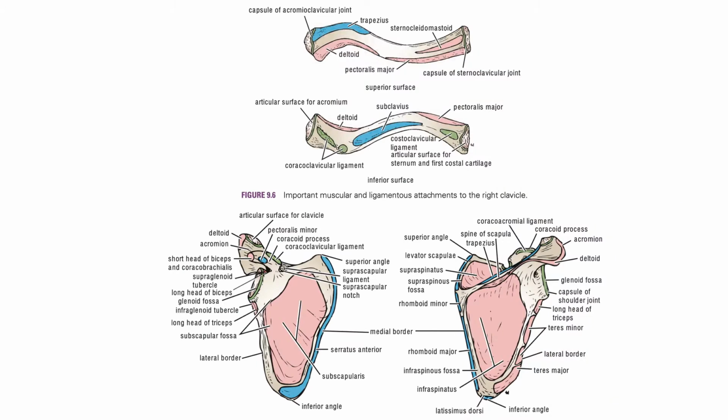This is the schematic representation to show you the site of origin of the anterior, middle and posterior fibers of the deltoid. Here you can see this is the clavicle bone, this is the lateral 1/3 of the clavicle, and this is the medial 1/3 of the clavicle. The anterior border of the lateral 1/3 of the clavicle is the site of origin of anterior fibers or clavicular fibers of the deltoid. Now, this is the scapula.